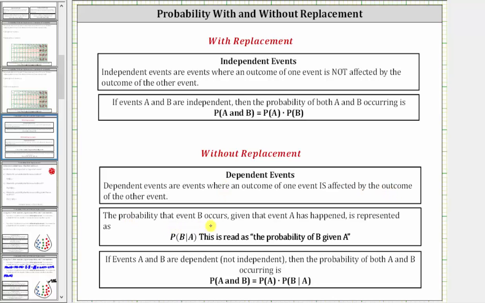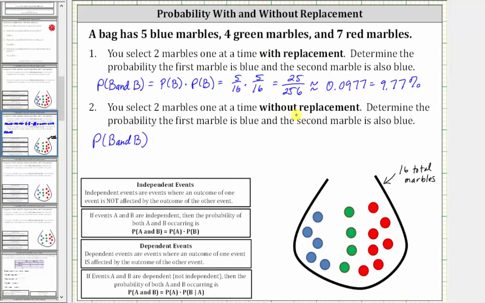And the probability that event B occurs given event A has happened is represented using this notation here, which is read, the probability of B given A has occurred. So if events A and B are dependent, the probability of both A and B occurring is equal to the probability of A times the probability of B given A has occurred. So again, for our example, because we have dependent events, the probability of B and B is equal to the probability of B times the probability of B given B has occurred.